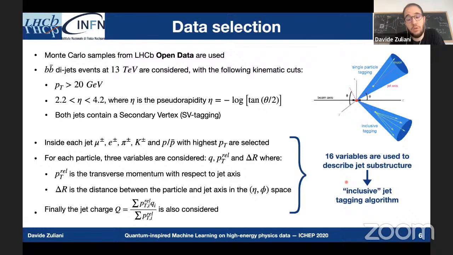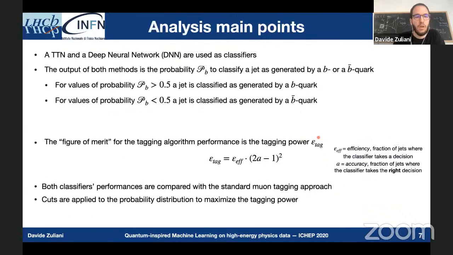So we are using a so-called inclusive jet tagging algorithm. In the picture here, you can see the difference from the standard tagging algorithm, which relies on one single particle, and the inclusive tagging that we have used here. Then we used a tensor network and a deep neural network as classifiers.